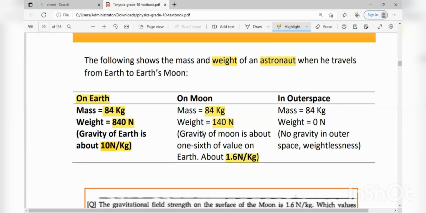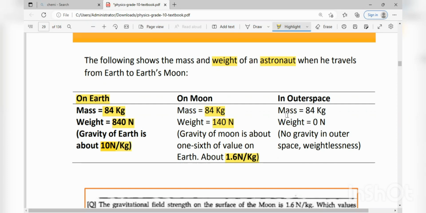So if you now calculate the weight of this man, it's going to change. It's no longer going to be 840. Why? Because the gravitational force has changed. You multiply the mass, which is 84 kg, by 1.6 newtons per kg, and it's going to give you about 134 newtons.